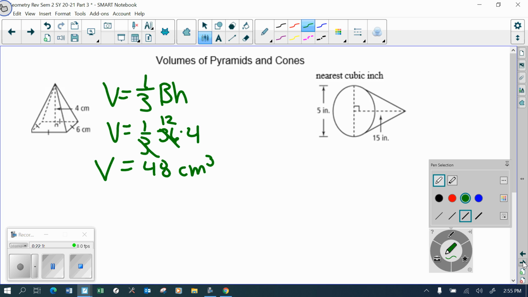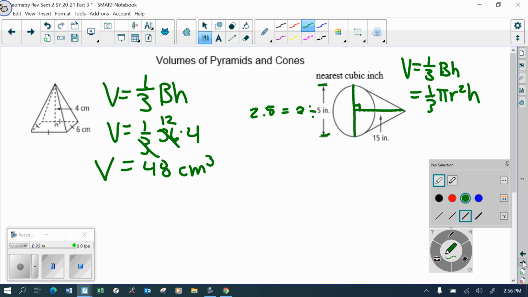Okay, over here, volume 1/3 area of the base times the height again. Now notice the 5 is the diameter. It's 1/3 pi r squared h. So I need to divide this by 2 and get 2.5. Okay, and then my height is right there, because again, I see the 90-degree angle. Remember, base and height are perpendicular to one another.